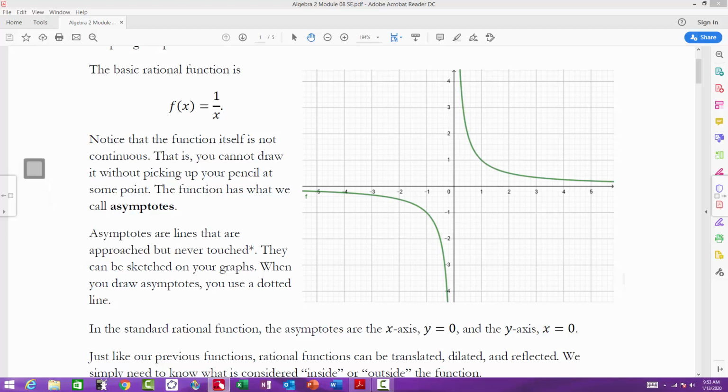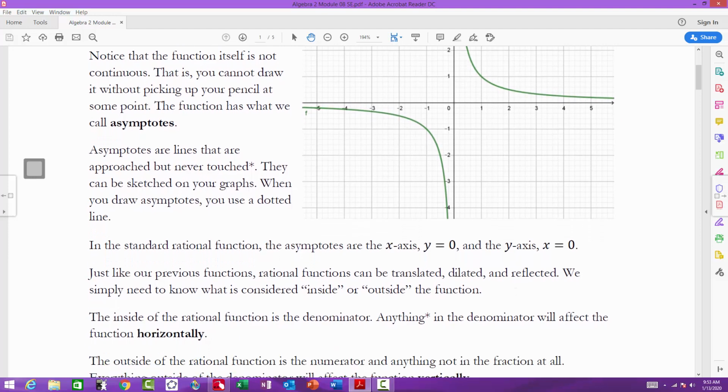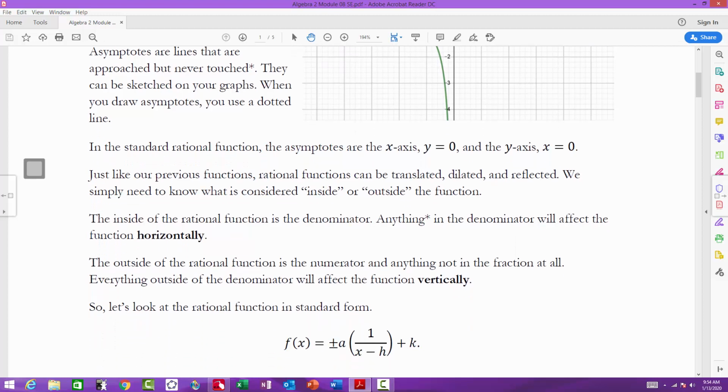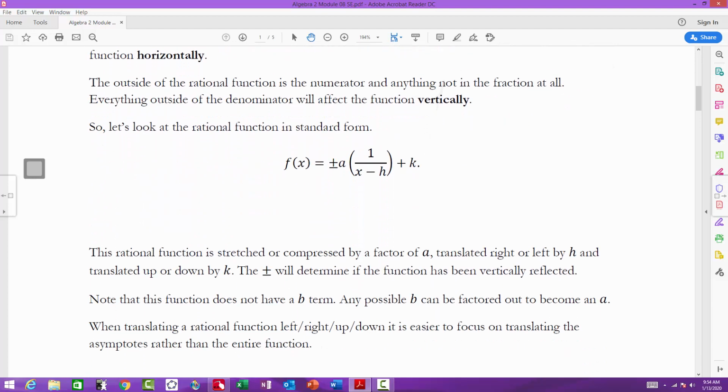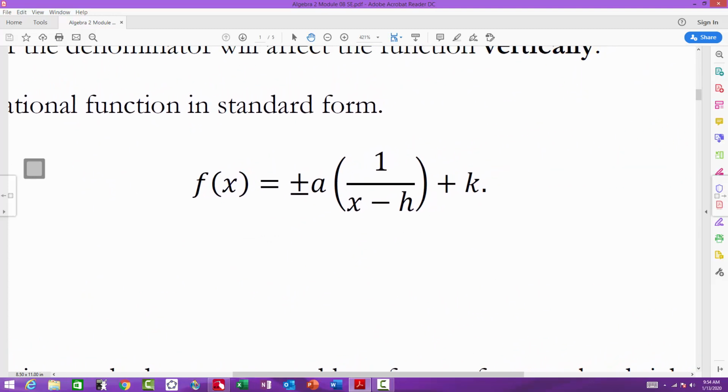All right. In the standard rational function, the asymptotes are at the x-axis, which is y equals 0, and the y-axis, which is x equals 0. Just like our previous functions, rational functions can be translated, dilated, reflected. We simply need to know what's considered inside and outside the function, right? Because inside stuff is horizontal, outside stuff is vertical. So when we want to talk about what's inside and outside the function, we have our basic one.